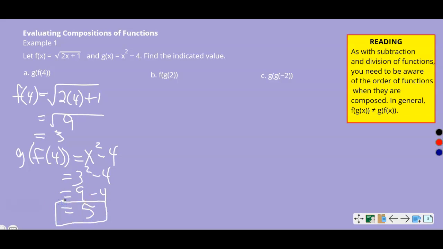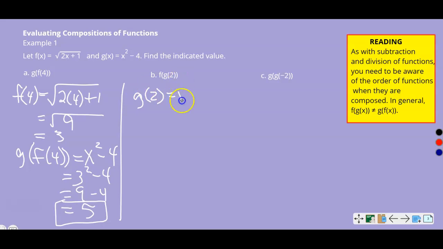It's like a two-step process. You're going to take 4, plug it into the first function here, take the output and plug it into the outside function next. All right, B part says f of g of 2. Again, we're going to start with the inside function. When we're working with composition of functions, we start with the inside function. So we're going to start with g of 2.